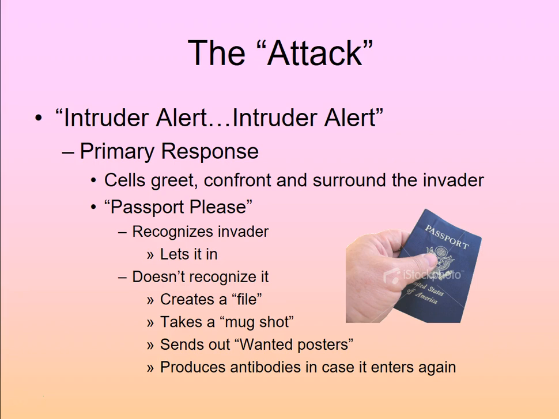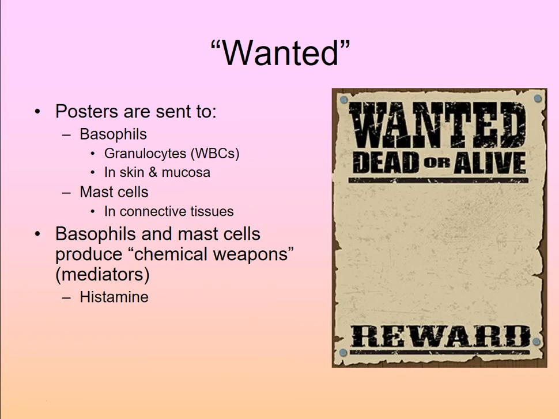And then the body's going to see that, and it's going to take that DNA, and it's going to make antibodies where it hits again. So there's the posters going out. Who's it go to? Well, it sends it out to the police officers. The police officers in the body are the basophils, which are also called granulocytes, and in essence, they're white blood cells that sit in the body, in the skin and the mucosa, and they wait for these bad guys to come in, and they're the police officers that are going to deal with them. If they're bad guys, they'll kill them. If they're not bad guys, they'll let them go.